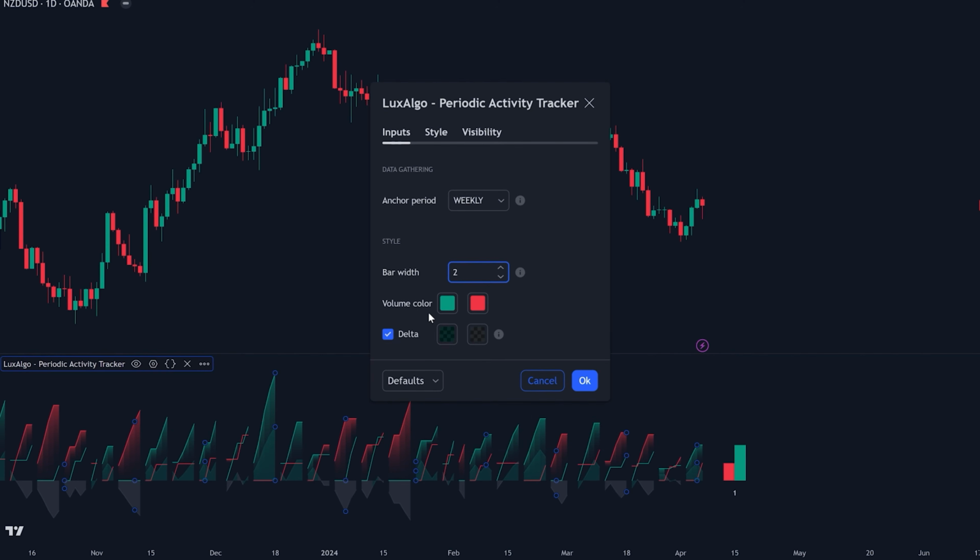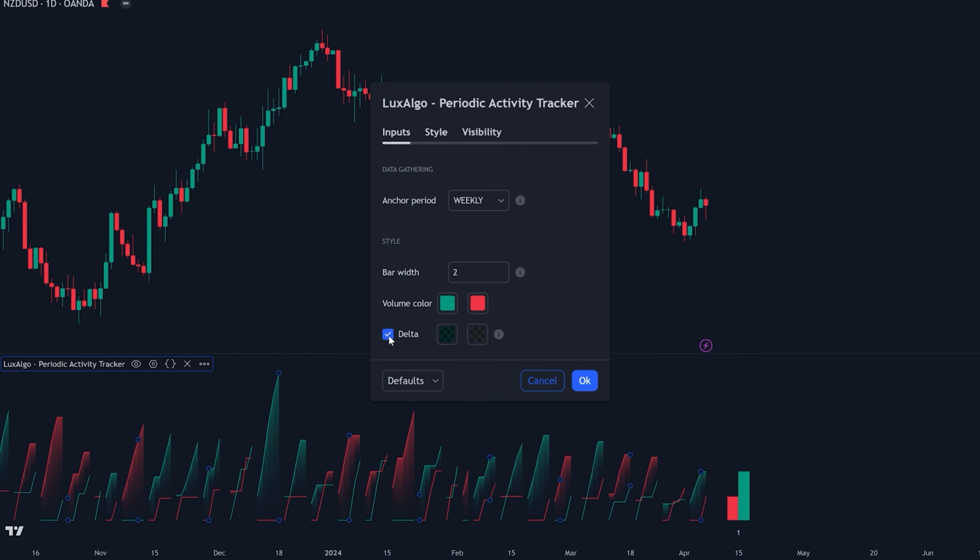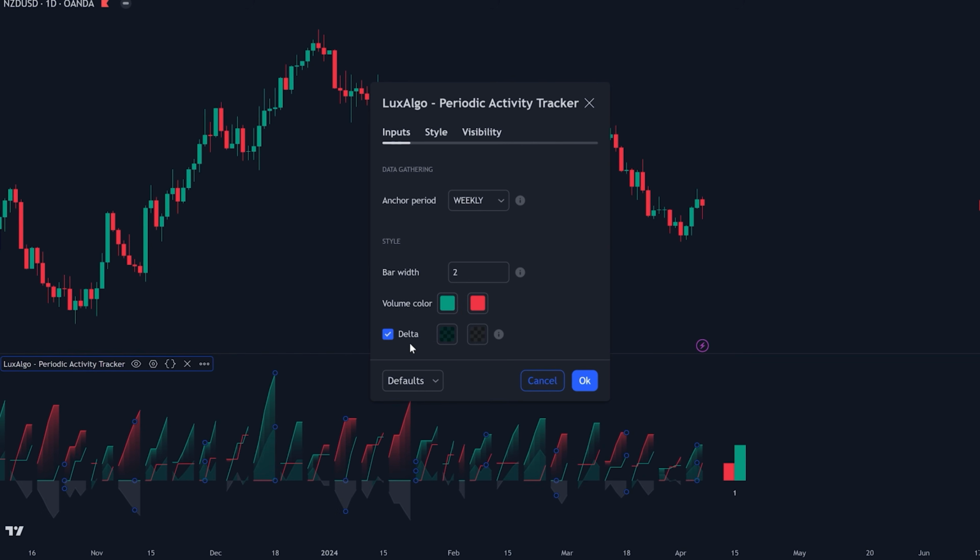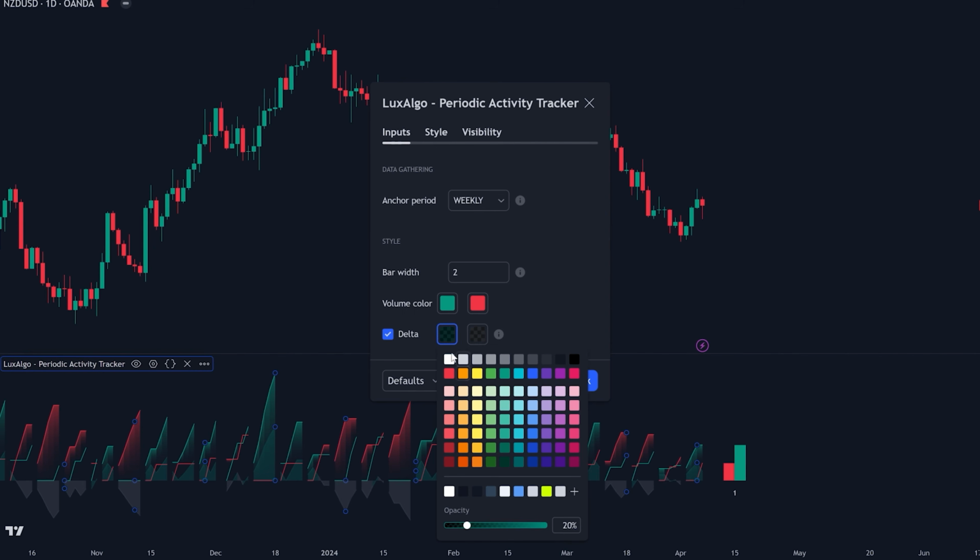Next is volume color. If you prefer, you can change the volume color as per your preference. The last component on the input section is the delta. Enabling or disabling this function will respectively add or remove delta-related features from the Periodic Activity Tracker. If you prefer, you can change the color.